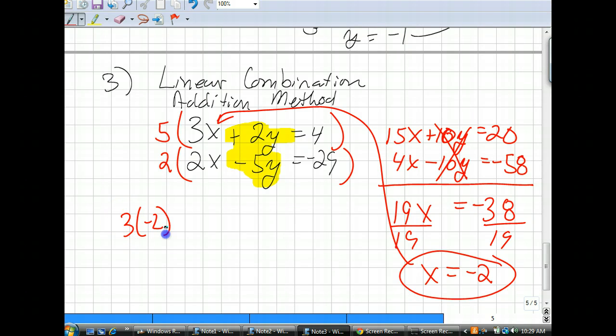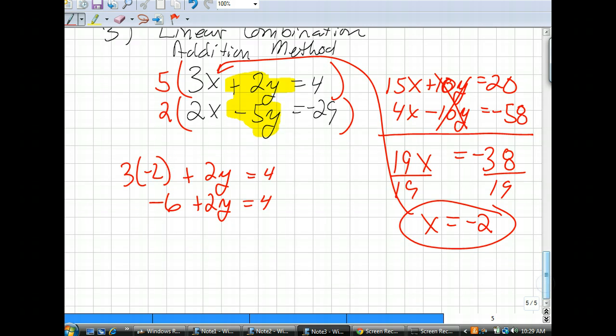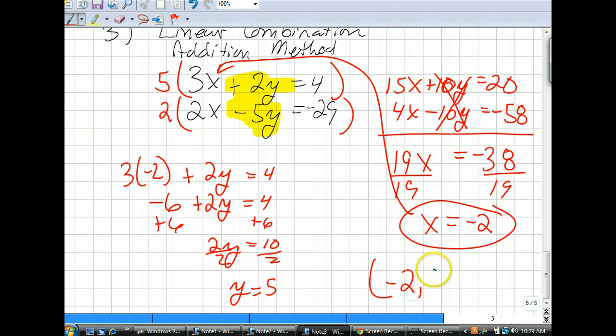So I have 3 times -2 plus 2y equals 4. So -6 plus 2y equals 4. Add 6 to both sides, so 2y equals 10. Divide both sides by 2, y equals 5. So the ordered pair is (-2, 5). So this is the solution to the system, which means, again, remember that if I graph these two equations, they're going to cross at the point (-2, 5).